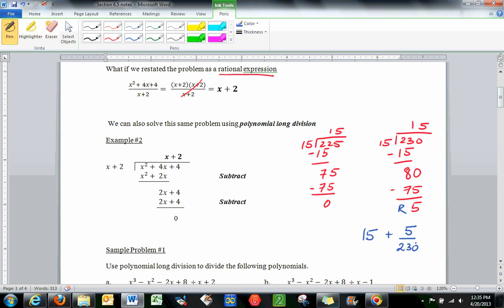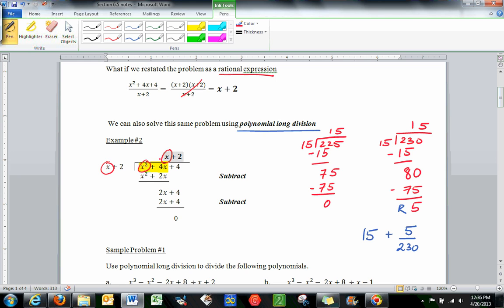Now, let's take a look at how long division would look with polynomials. So we have polynomial long division. We have our x squared plus 4x plus 4 being divided by x plus 2. What we want to know is, what do I need to multiply times x plus 2 to get x squared plus 4x? Or even better yet, what do I need to multiply times the x to get x squared? And so that's where we're going to start right here with just a singular x.